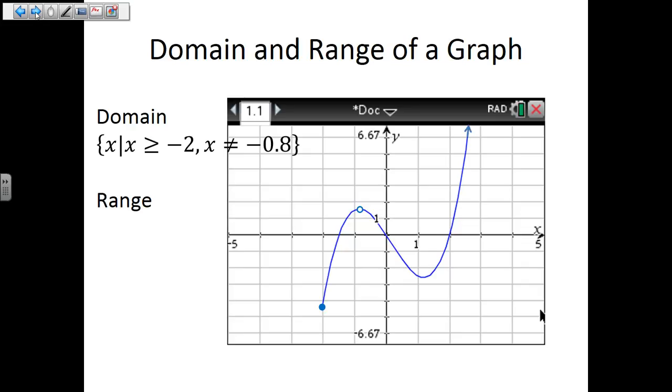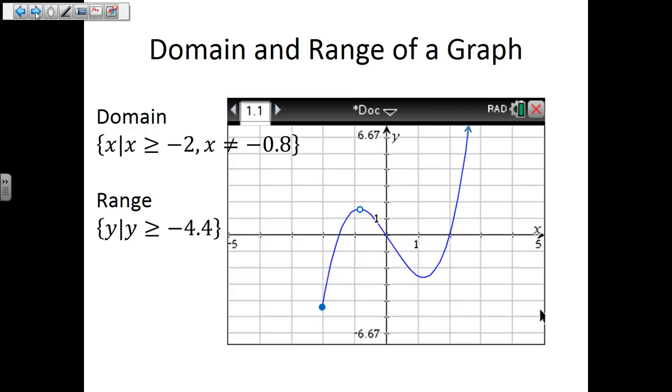negative 0.8. Now our range for this one, now I have to stop and think about the y direction. And what's the lowest that it goes? Now I'm going to have to estimate for this one. Now the hole, as we start at that lowest point and we go up, yes, there's a hole at, maybe 1.5, 1.6 in the y value. But if you follow, the graph goes down again, and that's okay. It comes back up. But that y value at about 1.5, 1.6 is covered on that right part of the graph. So that hole isn't as big of a deal in the range.